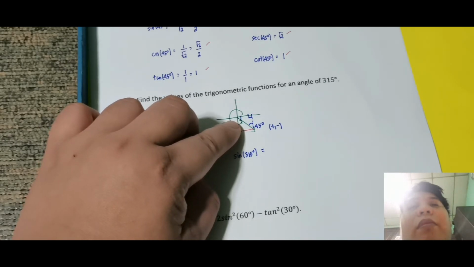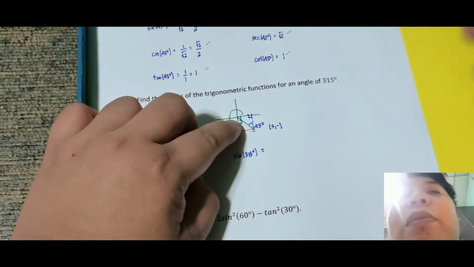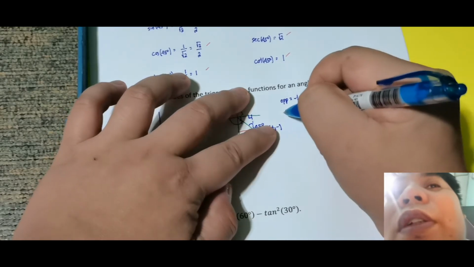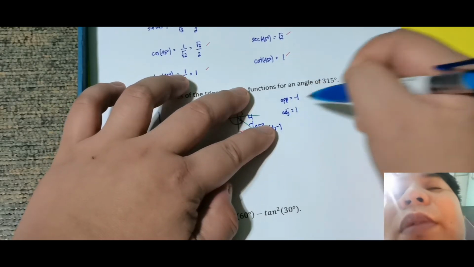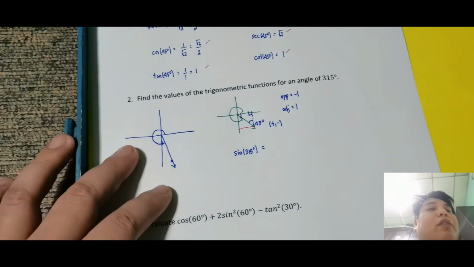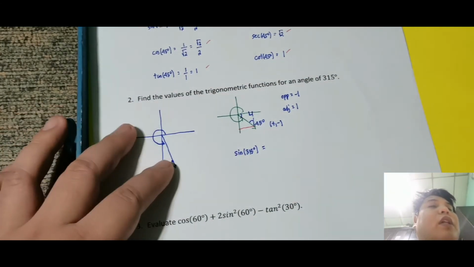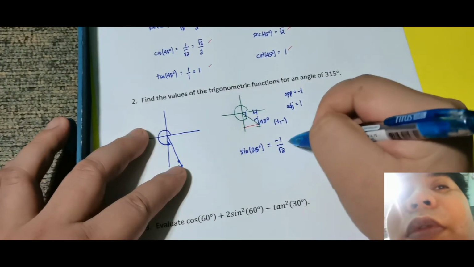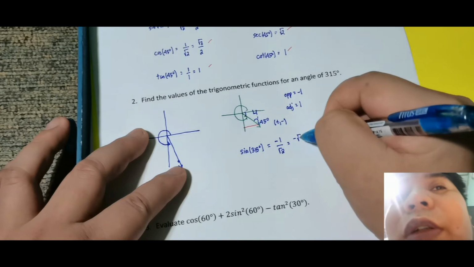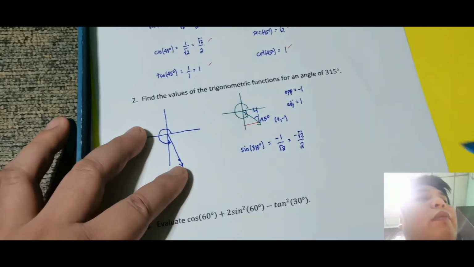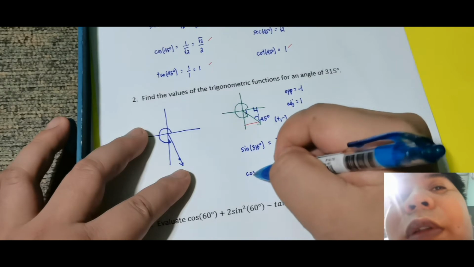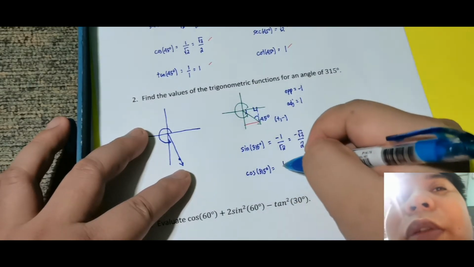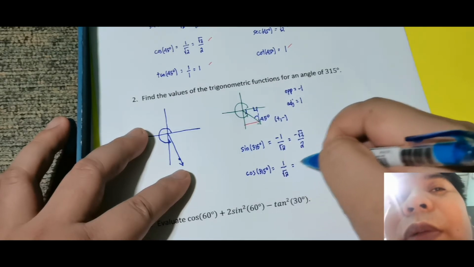Okay, so ang magiging value ng y niya dito, o yung ating opposite, is negative, yung adjacent is positive 1. Yan dapat yung consider. So meaning, kung sa 45 yung opposite is negative 1, so this is negative 1 over square root of 2, or simply negative square root of 2 over 2. Okay, next is sa cosine 315 degrees, so that is adjacent, so that is 1 over square root of 2, or simply square root of 2 over 2.